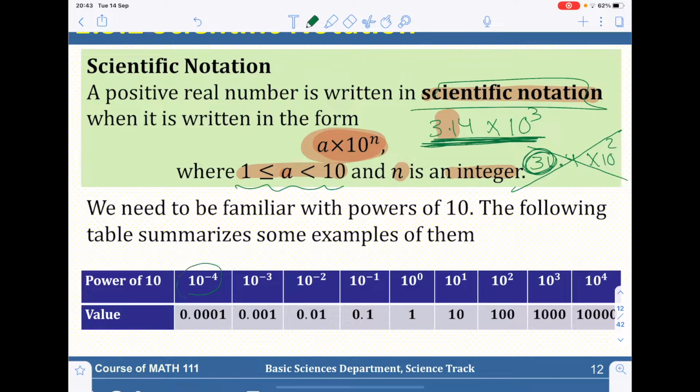So here you have some powers of 10. 10 to the power negative 4 means 0.0001, which means 4 digits after the decimal. And 10 to the power negative 3, I have 3 digits after the decimal. 10 to the power negative 2, I have 2 digits after the decimal, and 10 to the power negative 1, I have only 1 digit. And of course, 10 to the power 0 equals 1. 10 to the power 1 equals 10, or 1 zero. 10 to the power 2 equals 100, or 2 zeros. And 10 to the power 3 is 1000, and so on.